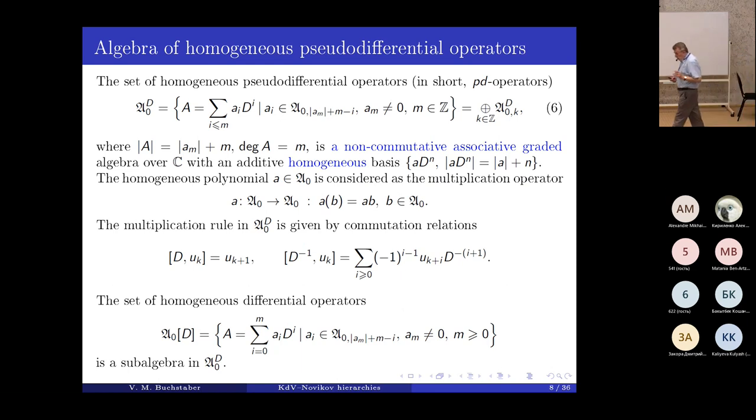But I mentioned that I would like to obtain a classification of all such equations. But for that, I needed the theory of pseudo-differential operators. We consider such homogeneous pseudo-differential operators, PD operators, in such form, with indices i no more than m, where m is any integer. But the coefficients, again, in my approach, are homogeneous polynomials. So, as before, we obtain a finite sum. And what can we say about this set? It is a non-commutative, associative graded algebra with an additive homogeneous basis.